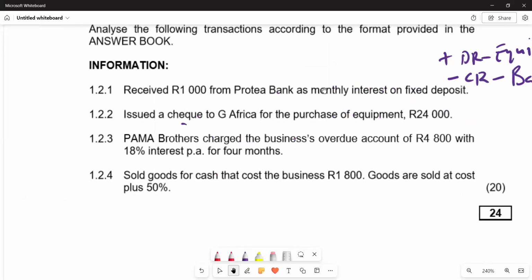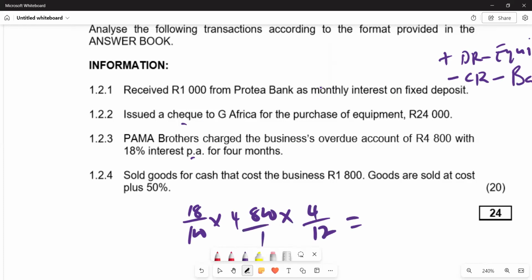So on 1.2.3 now, Palmer Brothers charged the business overdue account of 4,800 rands with 18% interest per annum for 4 months. So we're going to say 18% of 4,800, per annum, which is per year, and then we make a proportion of 4 months, which means we're going to multiply by 4/12. So basically, we are saying 18/100, which is our 18%. We multiply by 4,800, and then we multiply by the number of months, which is 4/12.